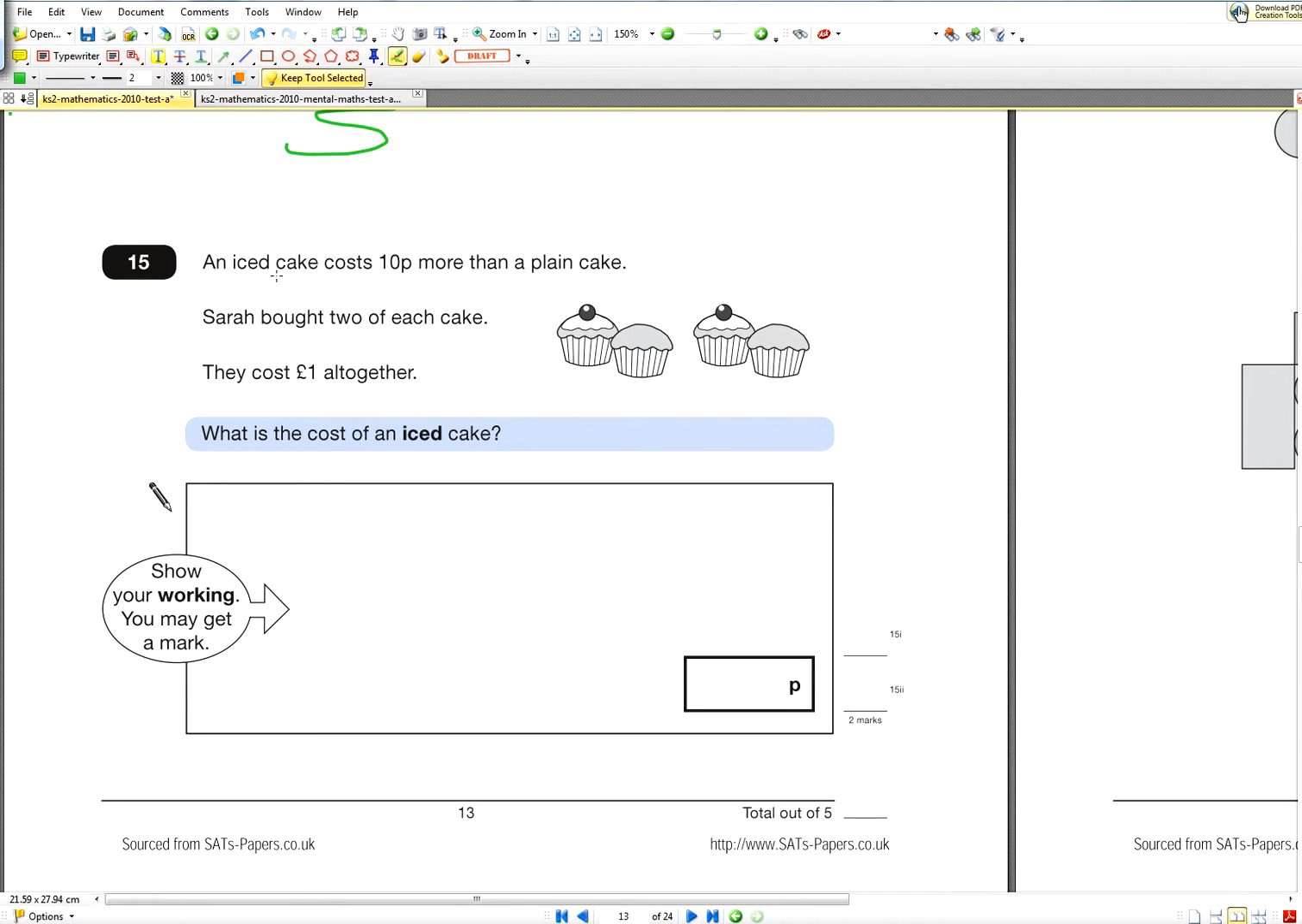Lovely. Okay, an iced cake costs 10p more than a plain one. So I bought 2 of each. So she bought 2 plain and she bought 2 iced ones. And altogether, how much did it cost her? £1. £1 was how much pence? 100. I'm not going to put the p in there because you might confuse the p with the p over there, okay? These are units out.